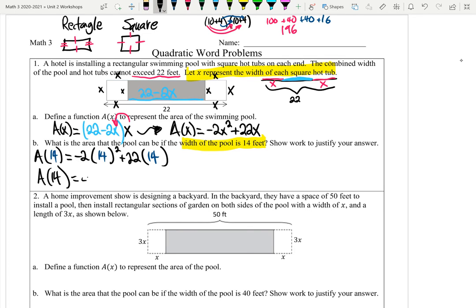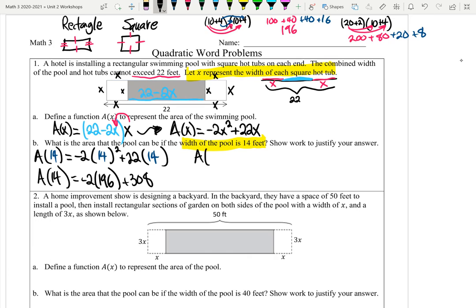I forgot my negative 2. Plus 22 times 14. Likewise, I'm going to use the same method and split it up: 20 plus 2 times 10 plus 4. 20 times 10 is 200. 20 times 4 is 80. 2 times 10 is 20. And 2 times 4 is 8. Putting that together, it makes 308.